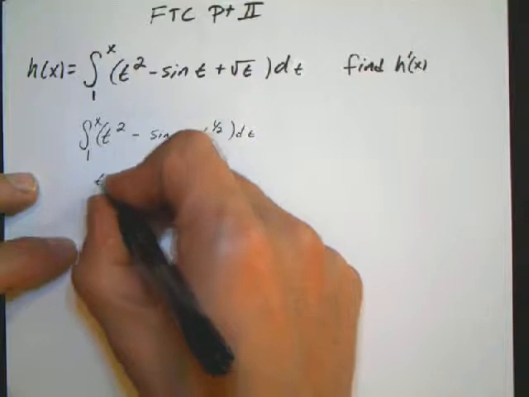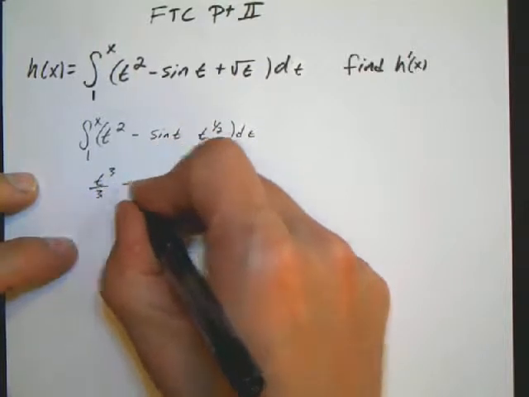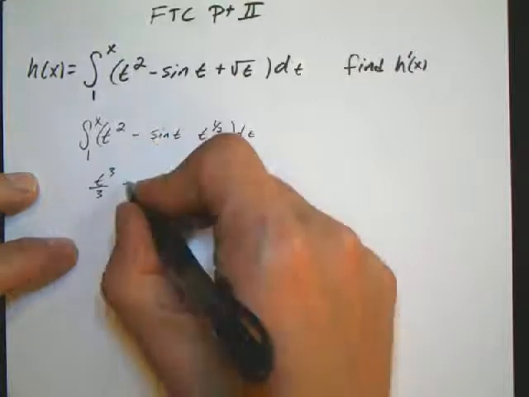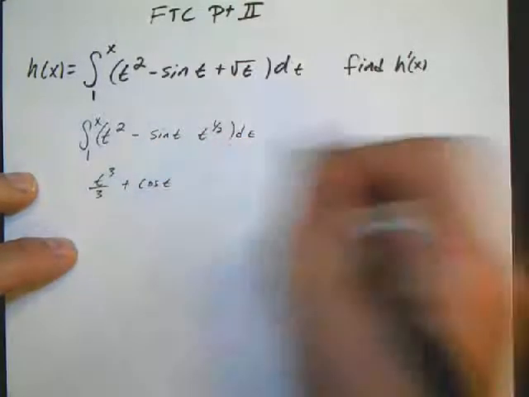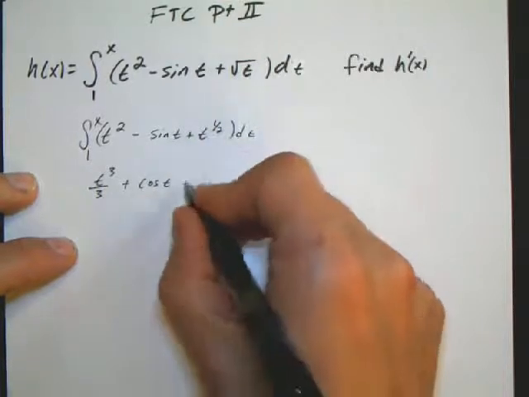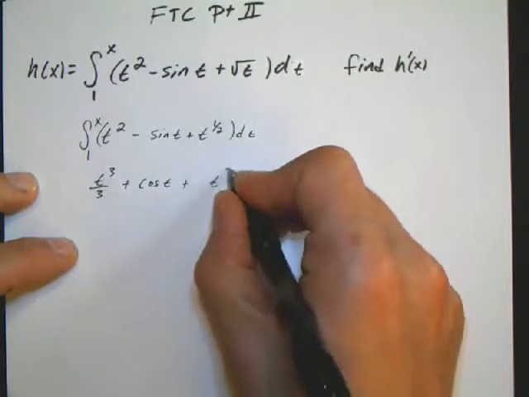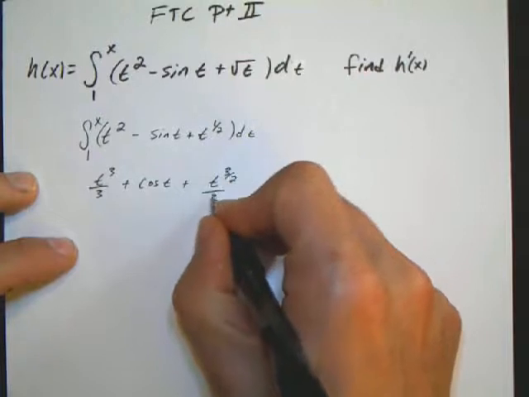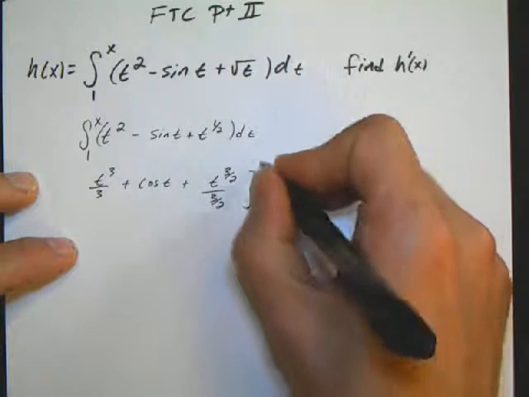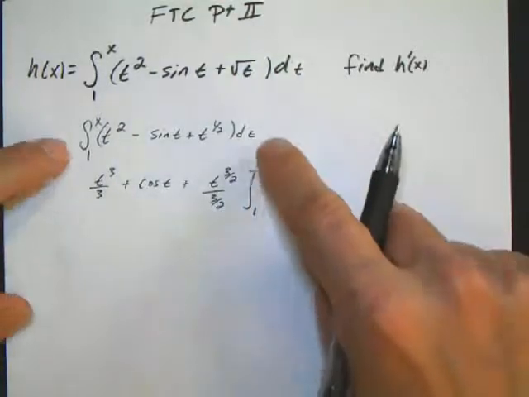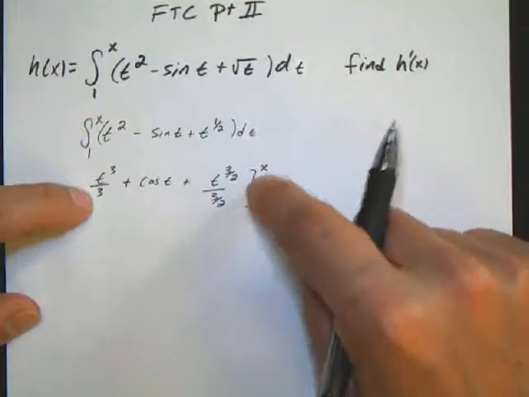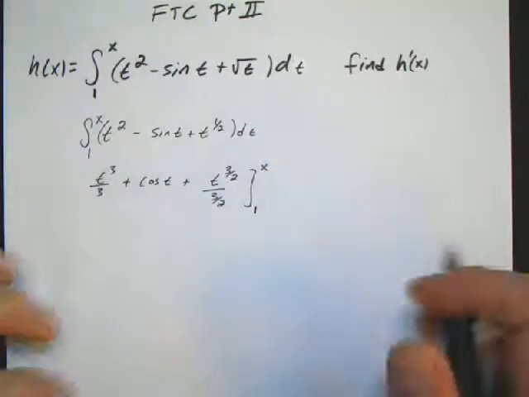So this now becomes t to the 3rd over 3 minus antiderivative of negative sign is going to turn out to be positive cosine of t. And then I do the power rule on t to the 1/2. So I add the power by 1, 3 over 2, all over 3 over 2. I'm going to have my lower limit stay 1, upper limit is going to be x. So what I'm doing is using the fundamental theorem of calculus part 1, finding my antiderivative, and then keeping my upper limit, my lower limit.